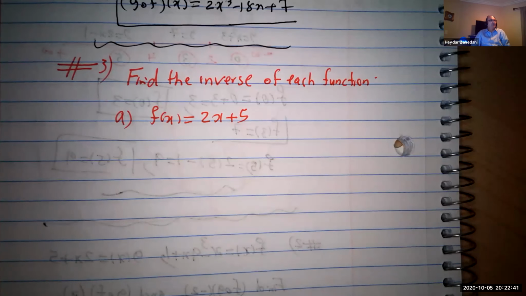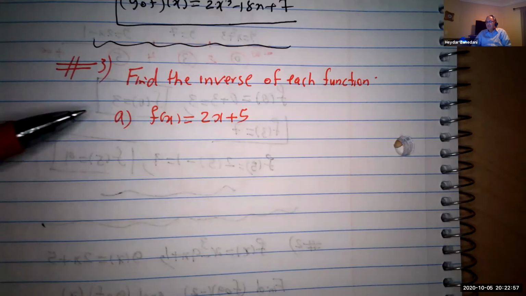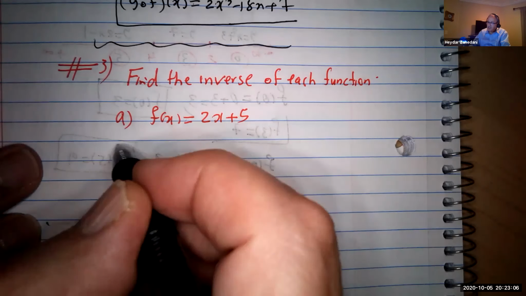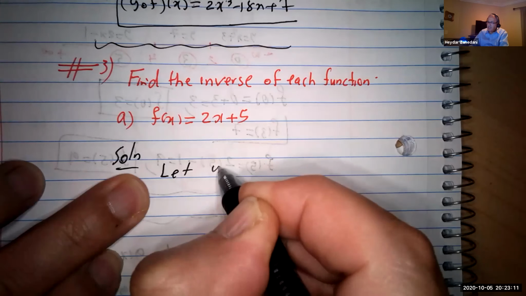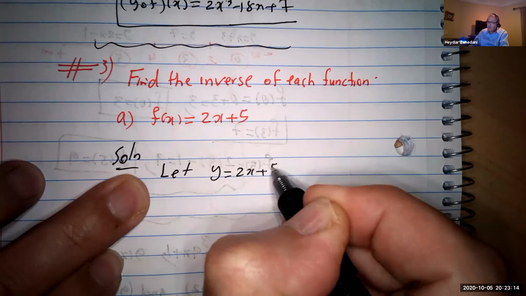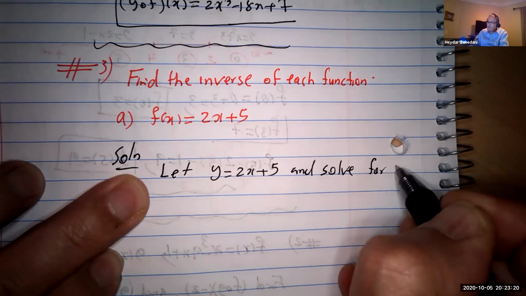Remember, inverse means if you switch x and y, are you going to get a function or not? That was the idea. So the method that I suggest is, y is a function of x. You want to change it into x being a function of y. So call this one y, solve for x. That's it. If you can solve it, you got it. If you cannot, you won't have the inverse. Easy question, solution. You are going to let y be equal to 2x plus 5 and solve possibly for x. You get the inverse function.